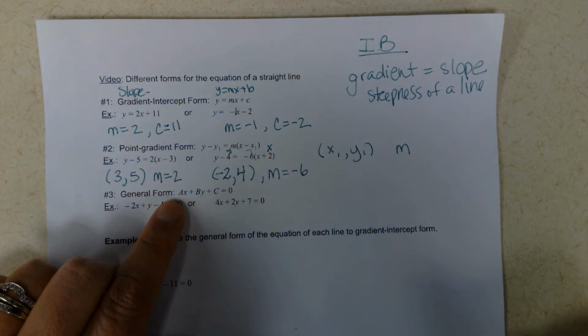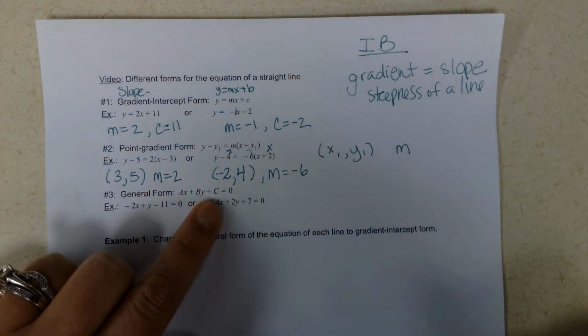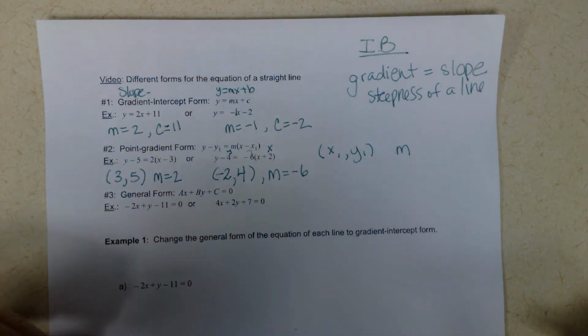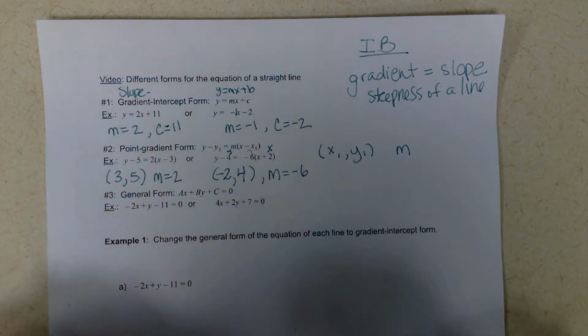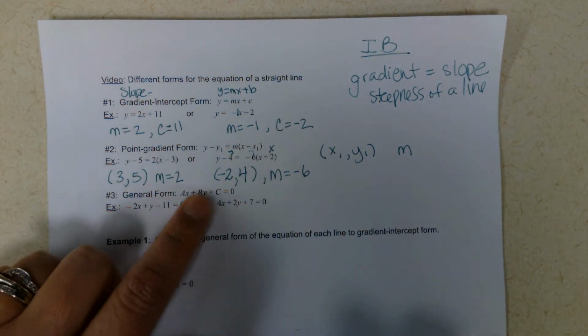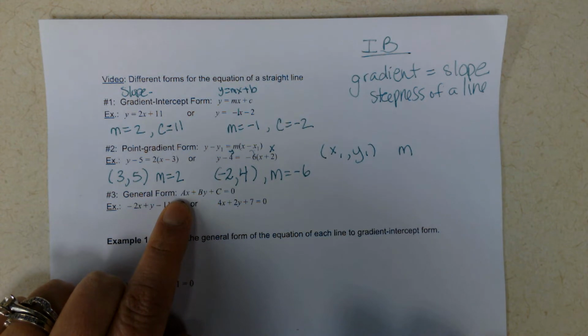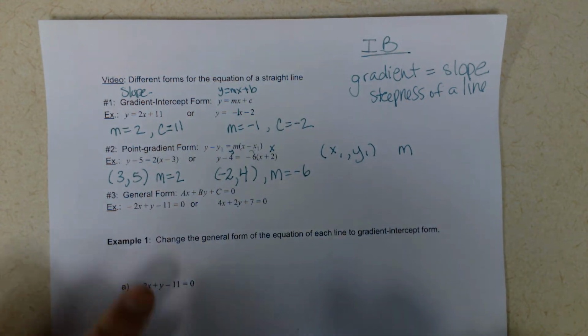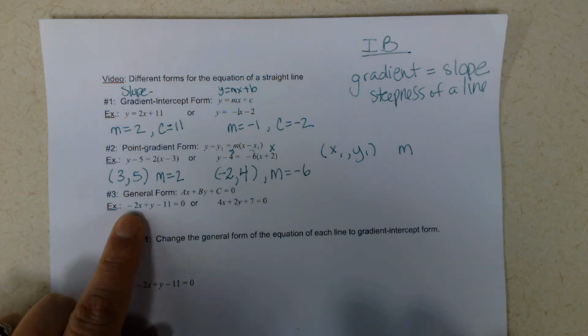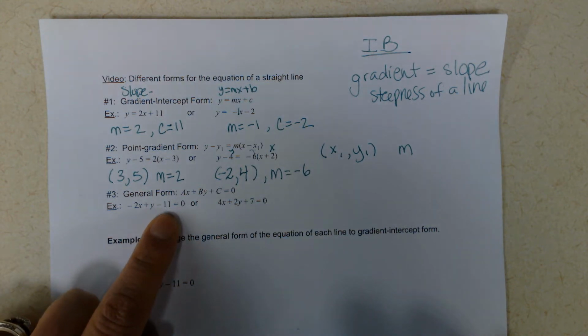And then we have the general form. The general form is ax plus by plus c equals 0. I like to think about general form as the alphabet, A, B, C. So when we see it here, A, B, C. The A is attached to the x, the B is attached to the y, and the C is the constant, which is alone. So here's an example, negative 2x plus y minus 11.